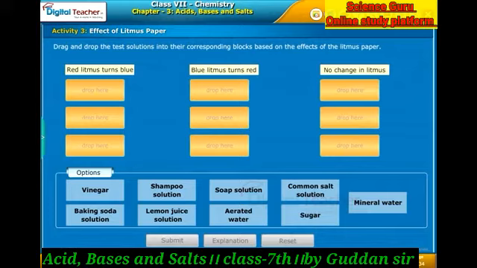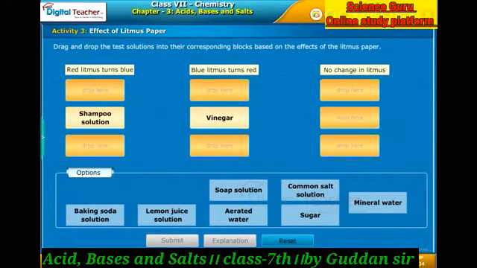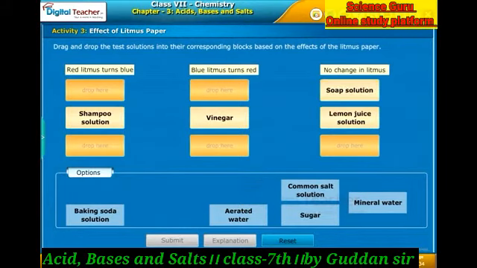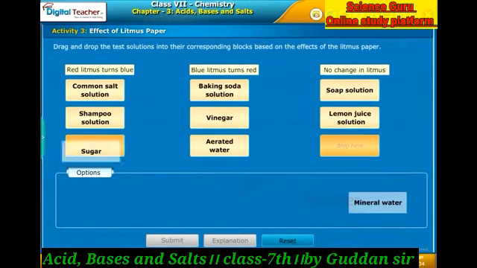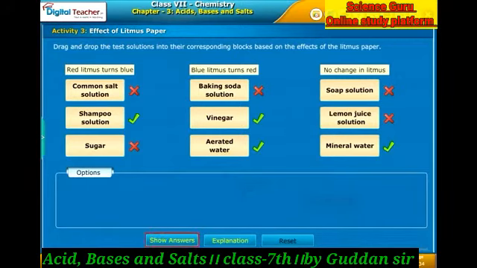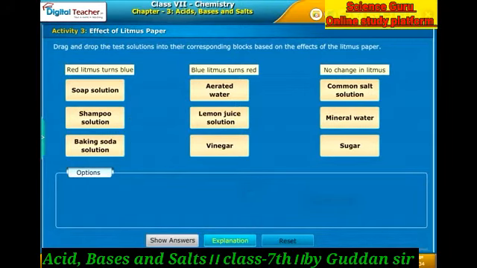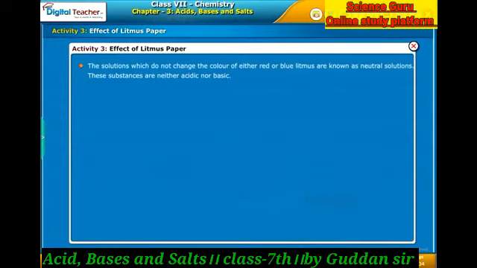Here, let us do an activity to know the effect of blue and red litmus papers on different solutions. Drag and drop the test solutions into their corresponding blocks based on the effects on the litmus paper. The solutions which do not change the color of either red or blue litmus are known as neutral solutions. These substances are neither acidic nor basic.